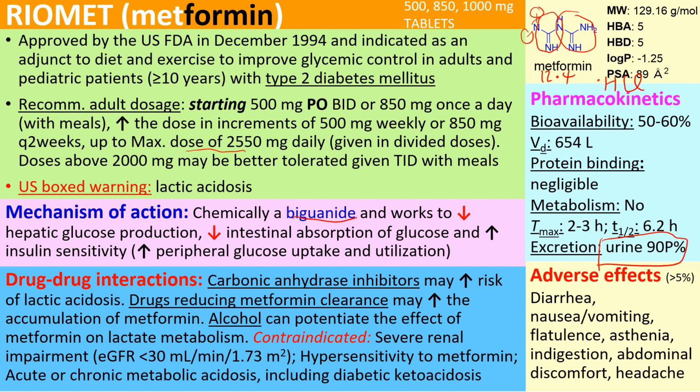Adverse effects. The most common adverse effects are pretty much GI related. So for example, diarrhea, nausea, vomiting, flatulence, asthenia, that's the lack of energy, indigestion, abdominal discomfort, headache.